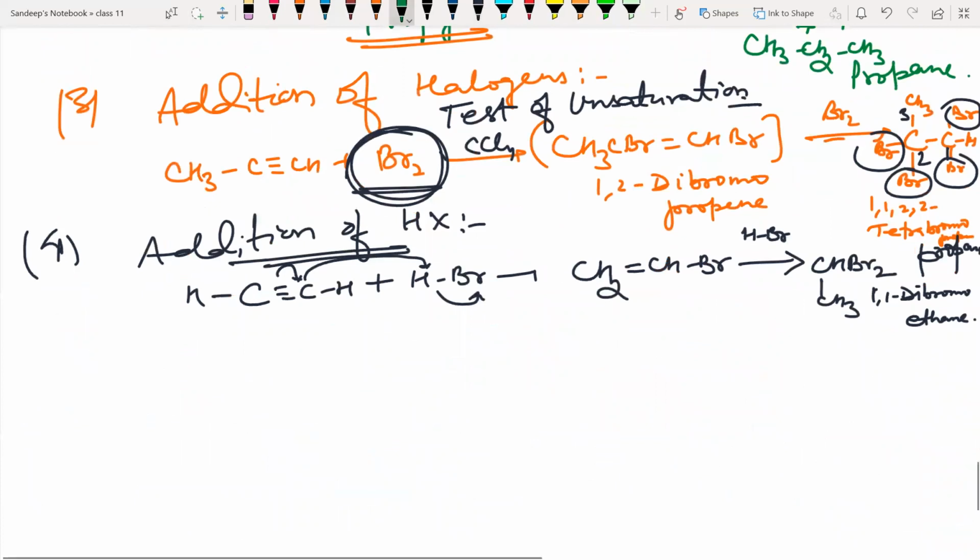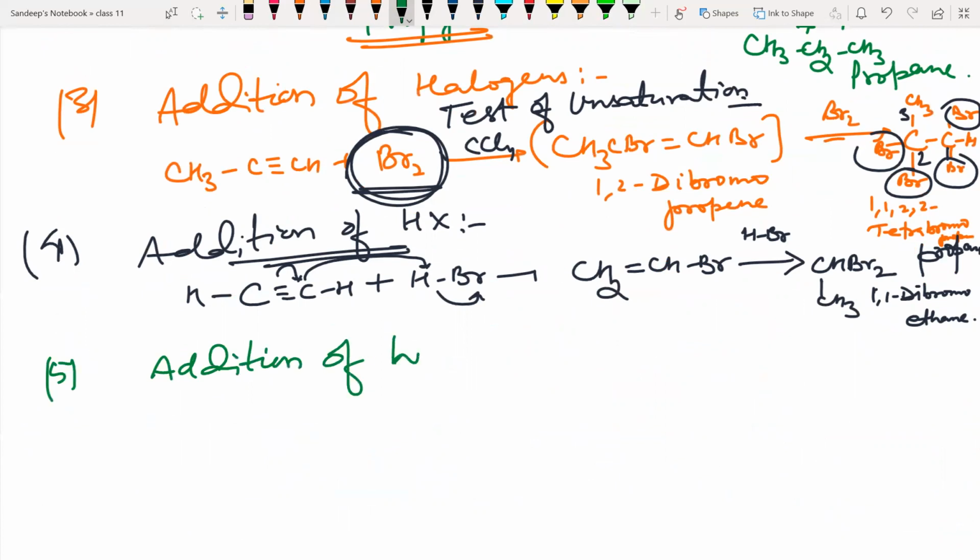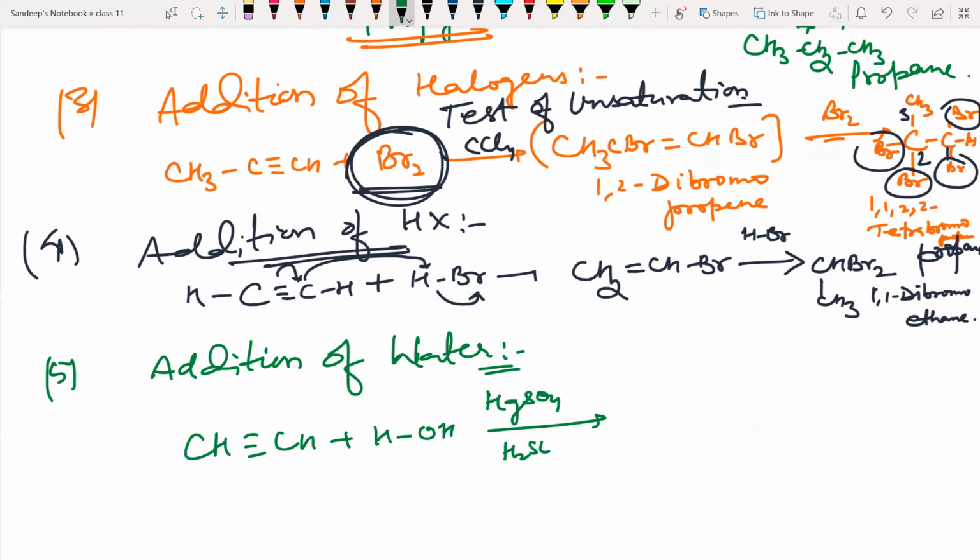Now we are going to discuss addition of water. This is a very important reaction. Addition of water. So ethyne reacts with water in presence of HgSO4, H2SO4. This reaction occurs at 333 Kelvin.